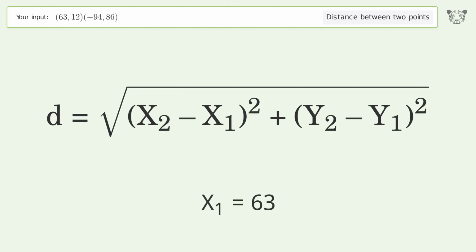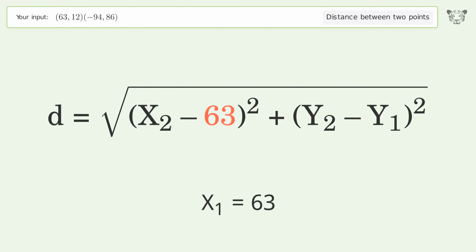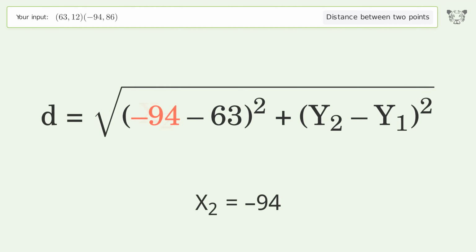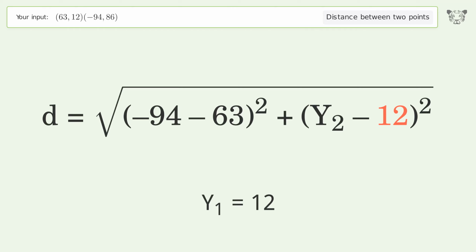x1 equals 63. x2 equals negative 94. y1 equals 12. y2 equals 86.